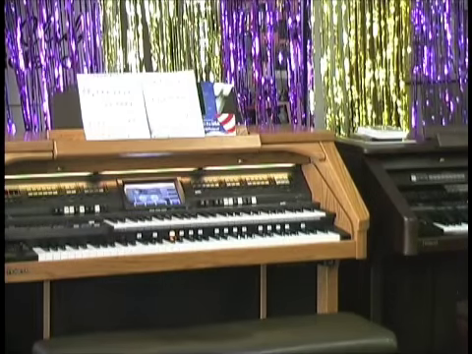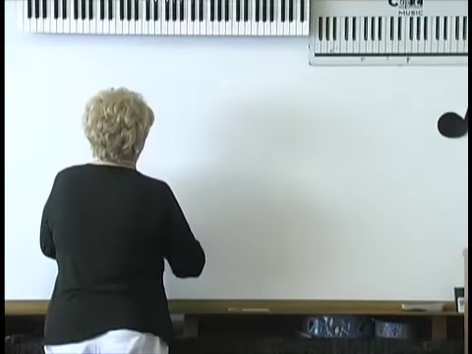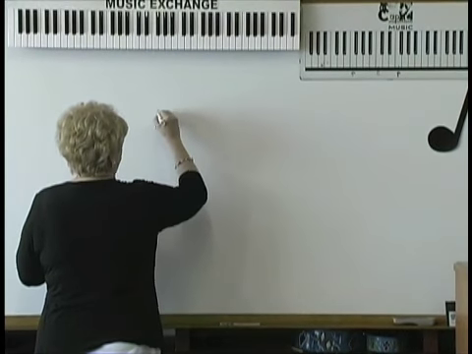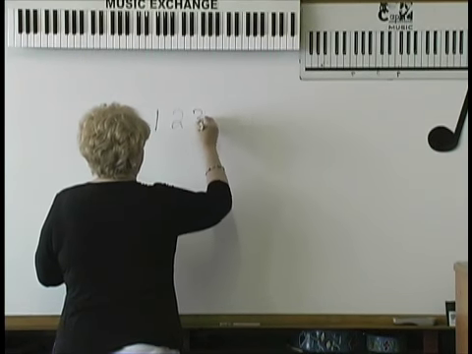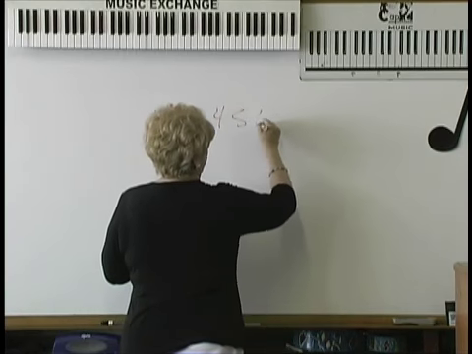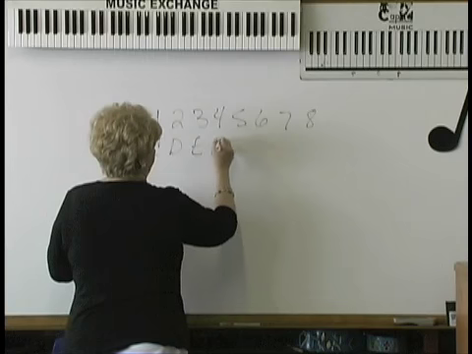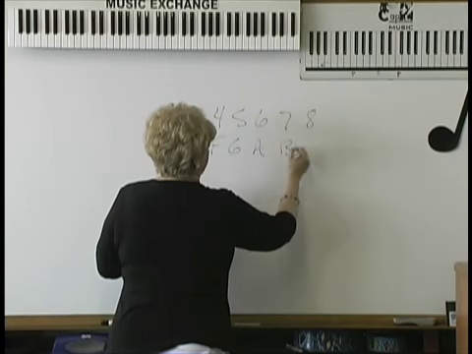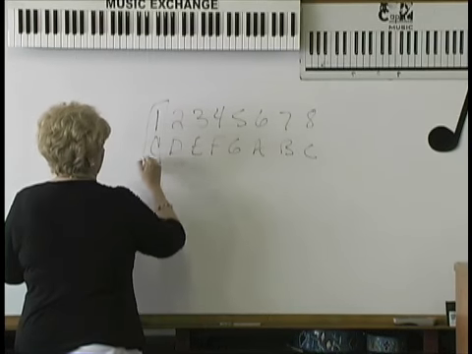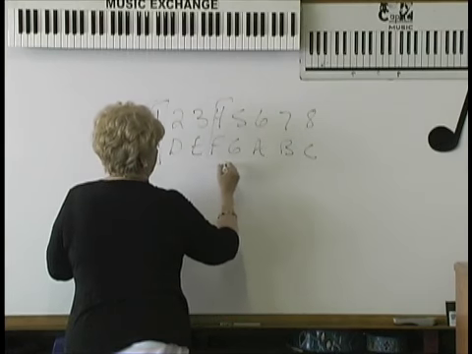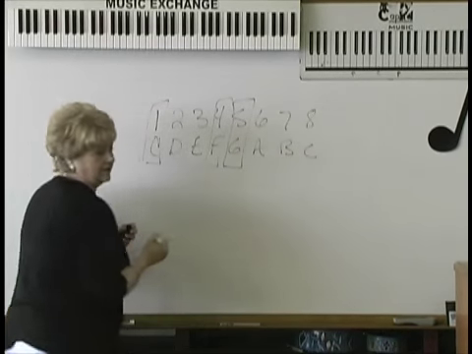All right, so 1, 4, 5 works like this. You take a scale, any scale, and 1, 4, and 5 are the 3 major chords in that key, correct? We already talked about that once. C, D, E, F, G, A, B, and C. 1 is called the tonic, 4 is called the subdominant, and 5 is called the dominant.